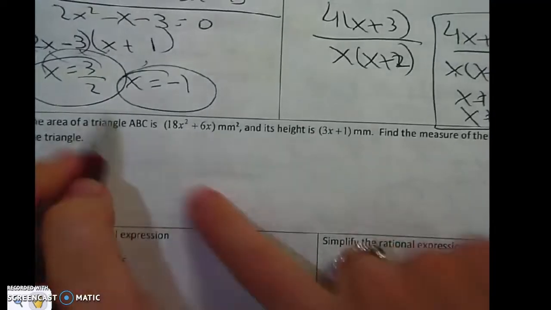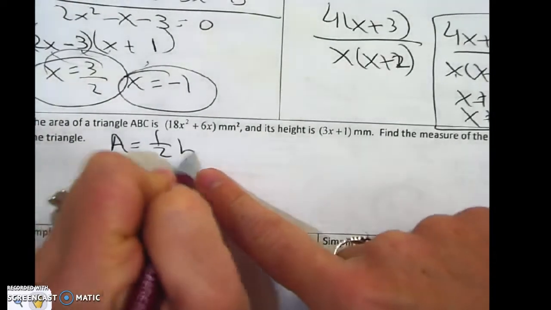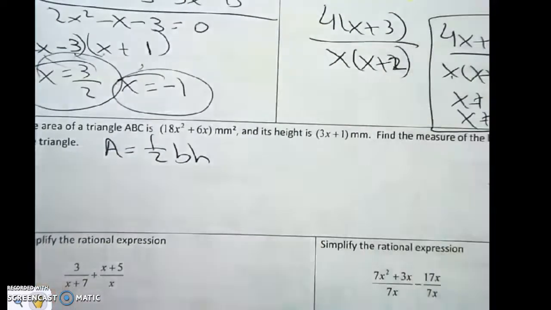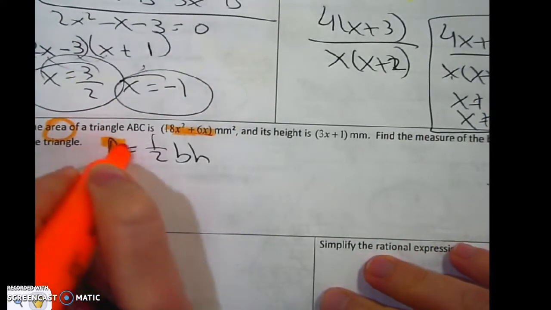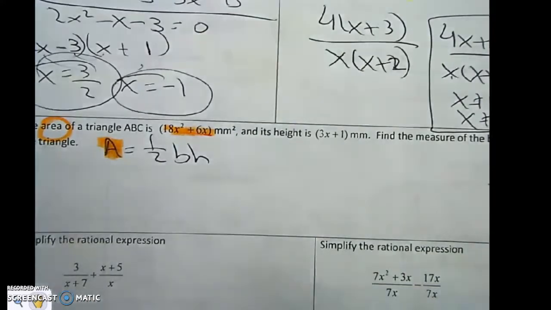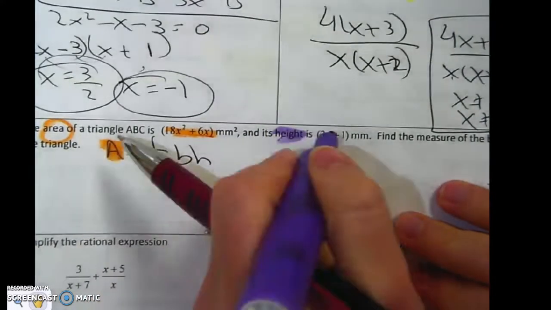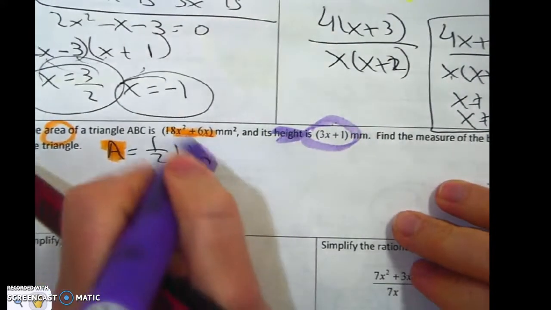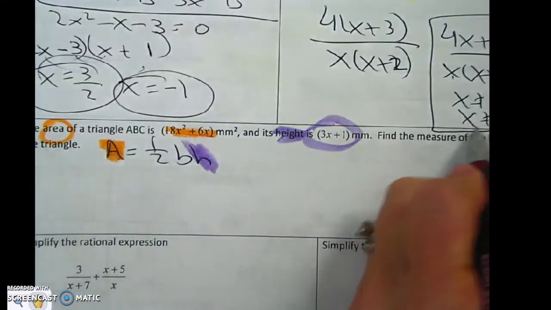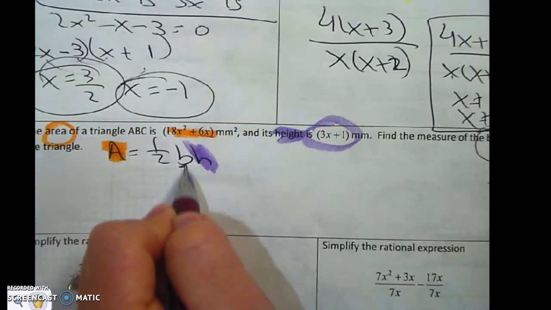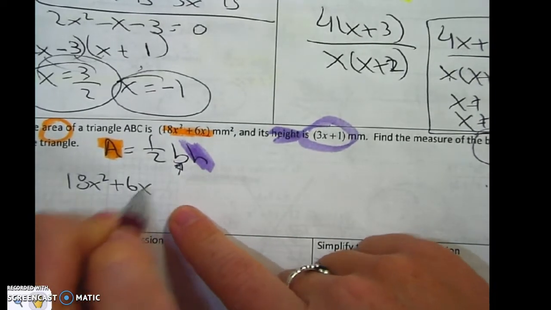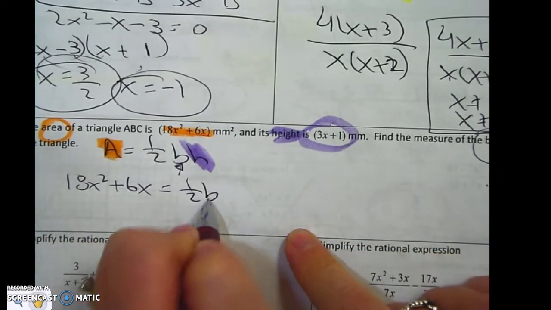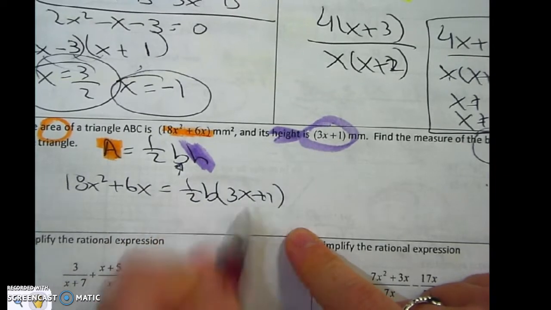The area of a triangle. Ooh, area is 1/2 base times height. So the area, we're saying the area is this, so that's going to go in there. And the height is this, so that's going to go there, and they want you to find the base. They want you to find that. So I'm going to go 18x squared plus 6x equals 1/2 b times 3x plus 1.